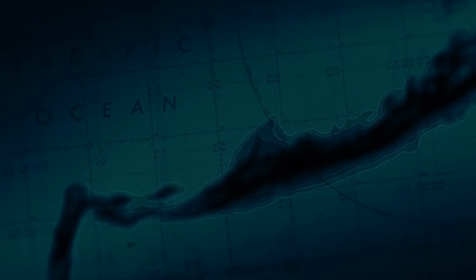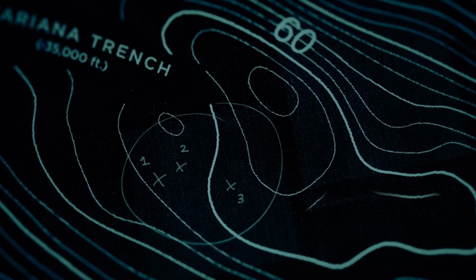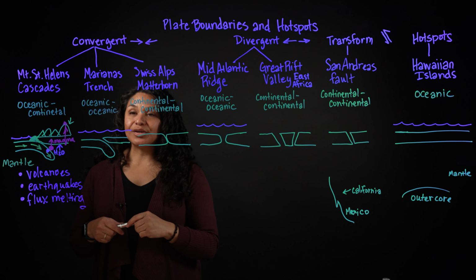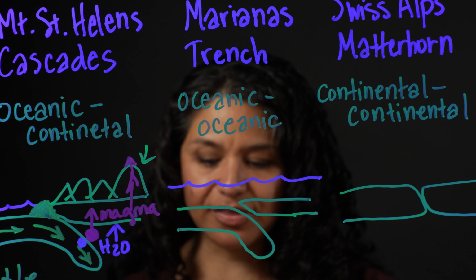Let's go ahead and move on to the Marianas Trench. I chose that because it's pretty popular. It's in a lot of sci-fi movies, and that's where the Meg lived. That's where it came from, and it forms a really unique ecosystem as well. So we have two oceanic plates coming together.